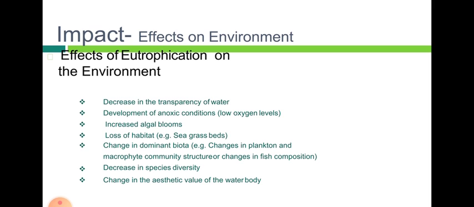Effects of eutrophication on the environment are decreases in the transparency of water, development of anoxic conditions, that is low oxygen levels, increased algal blooms, loss of habitat, for example sea grass beds, change in dominant biota, for example changes in plankton and macrophyte community structure, or changes in fish composition, decreases in species diversity, change in the aesthetic value of the water body.